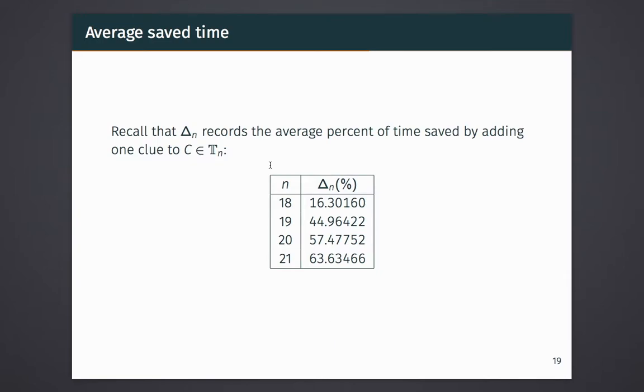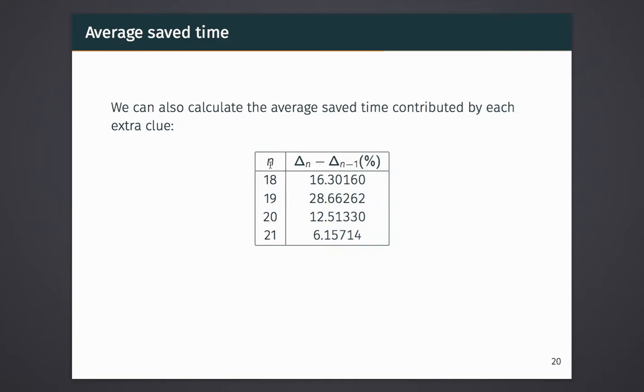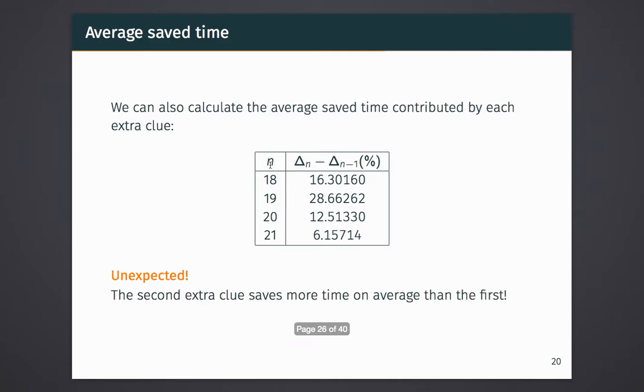As for the average saved time, recall that the big delta n records the average percent of time saved by adding one clue to a Sudoku, and we get the following table. We can also calculate the average saved time contributed by each extra clue. And for this, we find something strange, namely the second extra clue saves more time on average than the first, while after that, the average saved time by each extra clue decreases, as we expected.